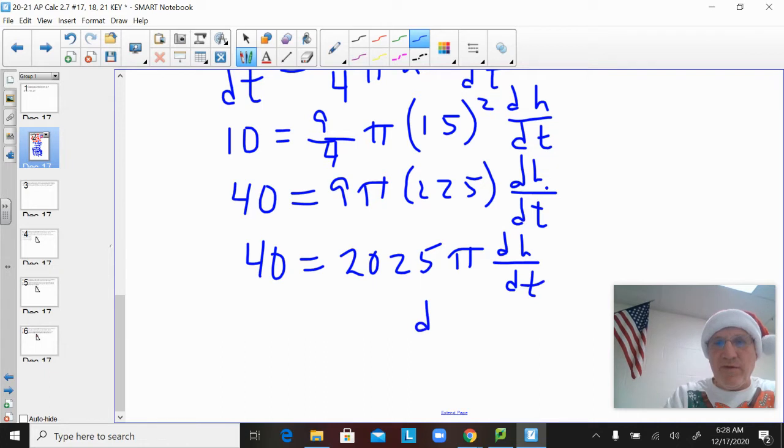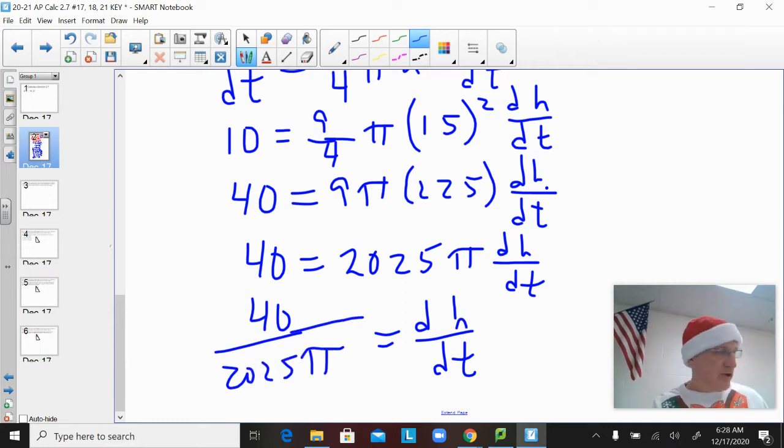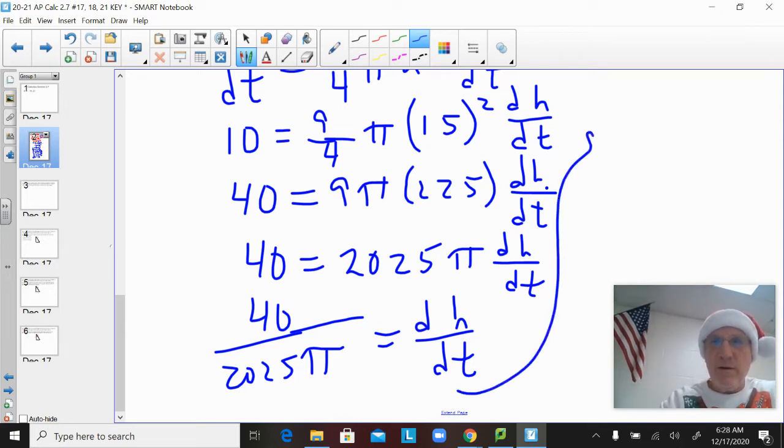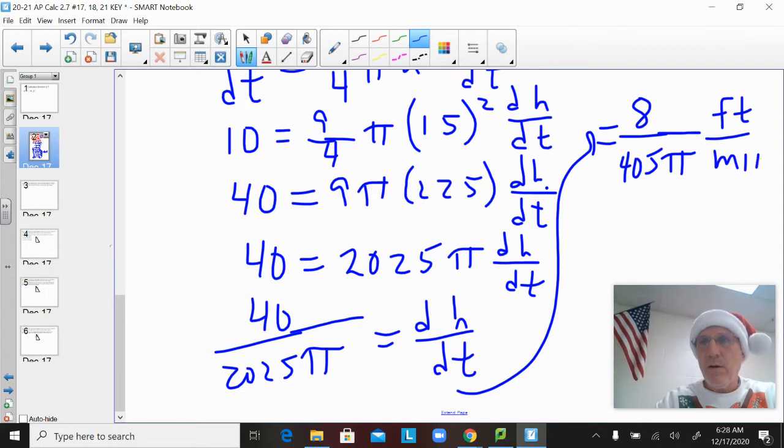And then you're dividing both sides by that. You get 40 over 2025 pi, and pay attention, the pi is in the denominator, make sure that's clear. Which turns out to reduce, divide both by 5, and I'll do this up here. Turns out to be 8 over 405 pi. And that is the rate of change of height, which is just feet per minute.